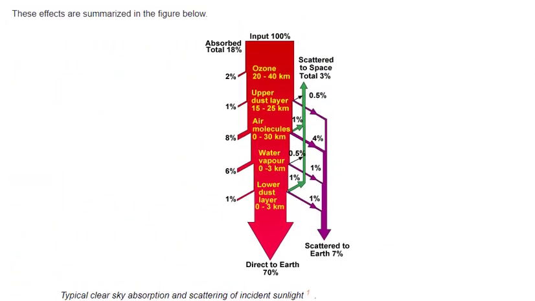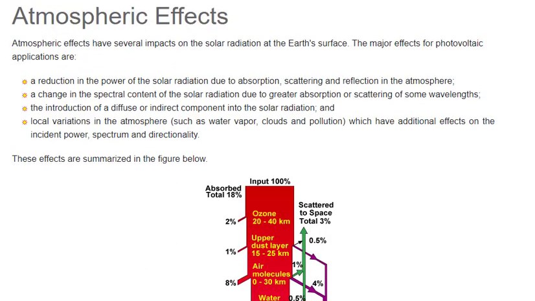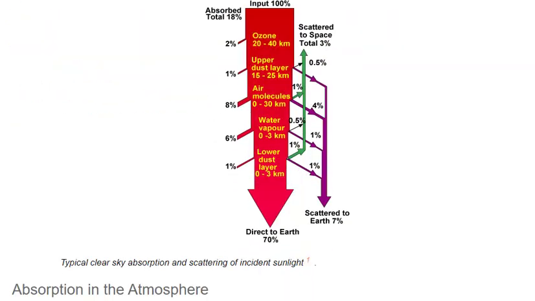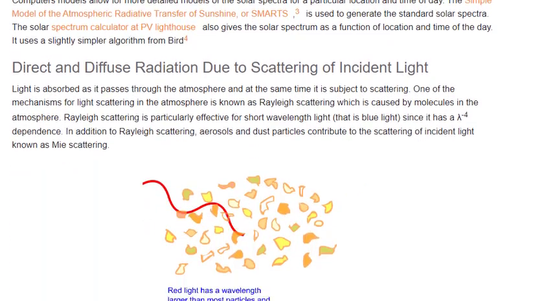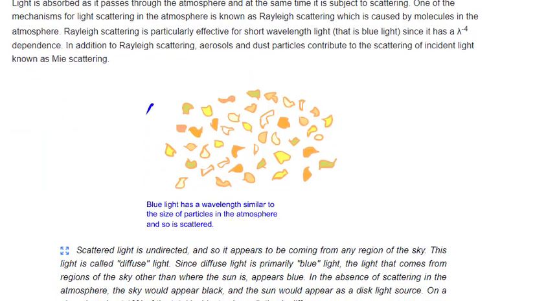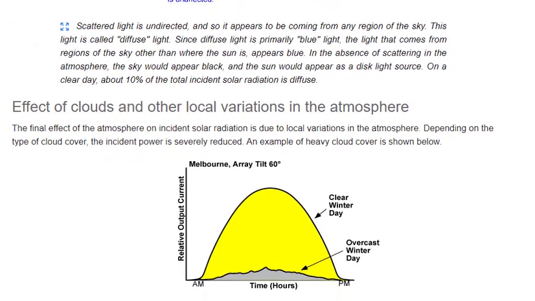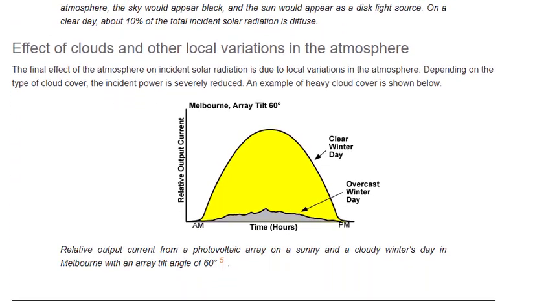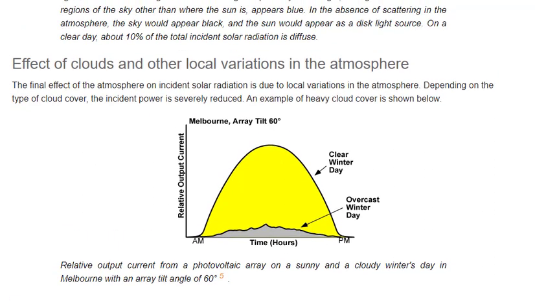The simple model of the atmospheric radiative transfer of sunshine, or SMARTS, is used to generate the standard solar spectra. The solar spectrum calculator at PV Lighthouse also gives the solar spectrum as a function of location and time of the day. It uses a slightly simpler algorithm from Bird. Direct and diffuse radiation due to scattering of incident light. Light is absorbed as it passes through the atmosphere and at the same time it is subject to scattering.